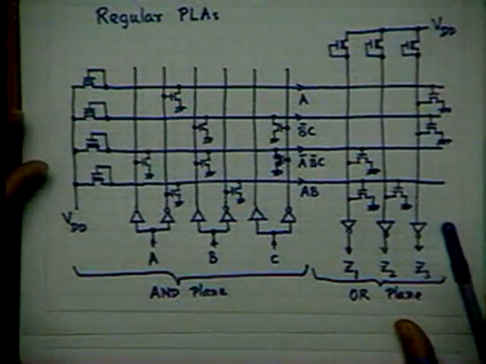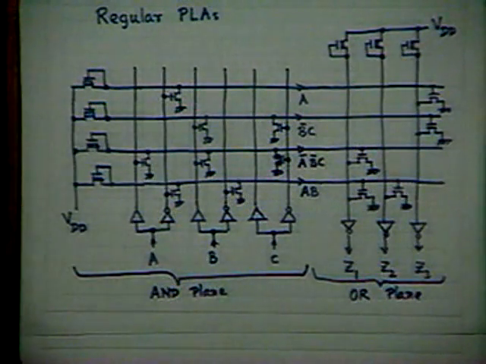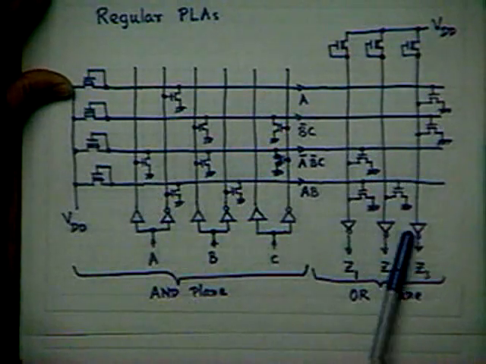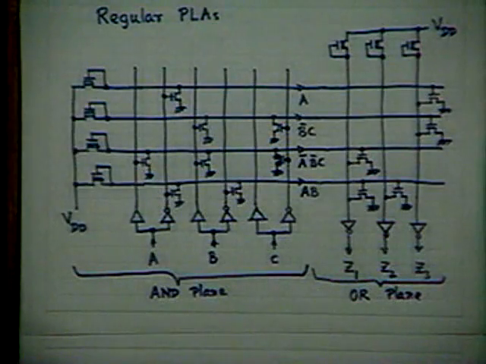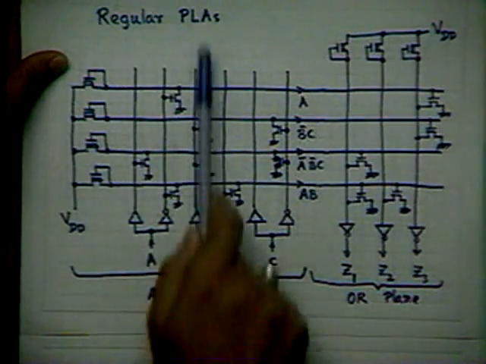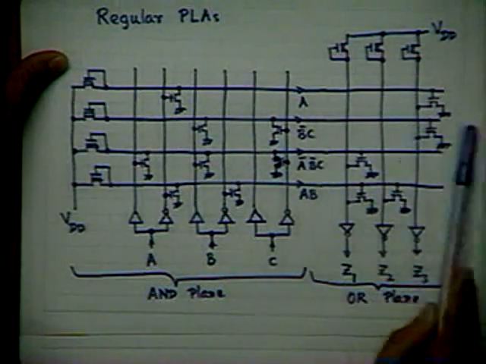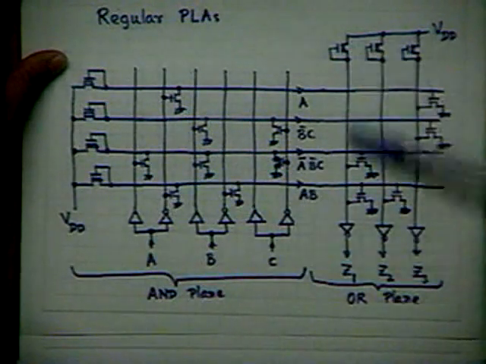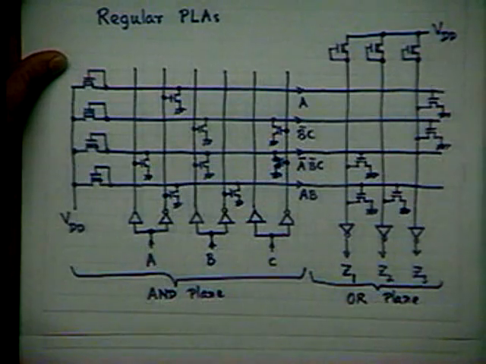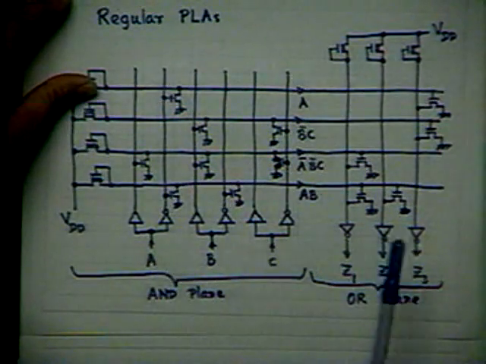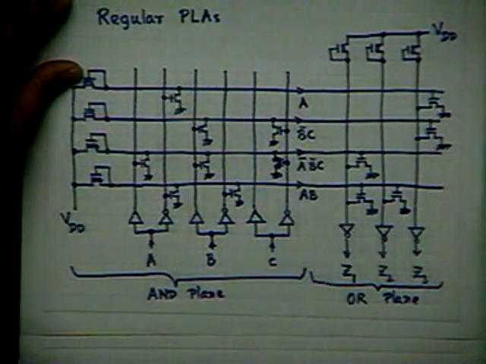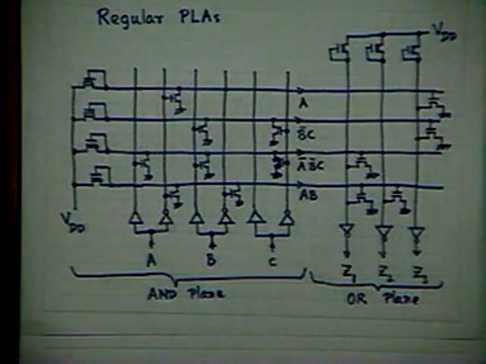If you examine the AND plane and OR plane carefully, you will find they are identical. They are the same thing. Only the rows and columns have been interchanged as I go from AND plane to OR plane. Structurally they are the same. You see that inputs here have been connected to the columns. Here the inputs have been connected to the rows. Here the outputs were taken from the rows and the outputs in this case have been taken from the columns. So basically structurally both AND plane and OR plane are identical. Only there are additional inverters here, which are not there, but otherwise they are the same.